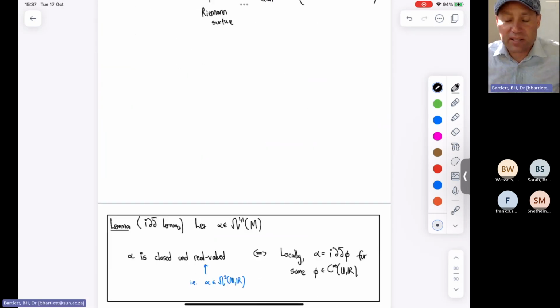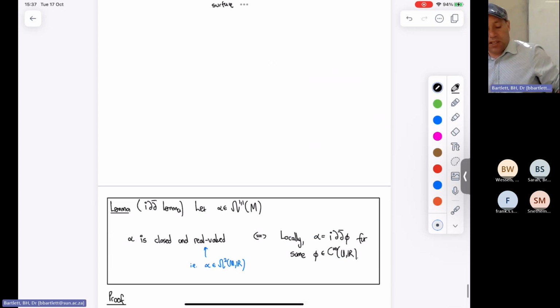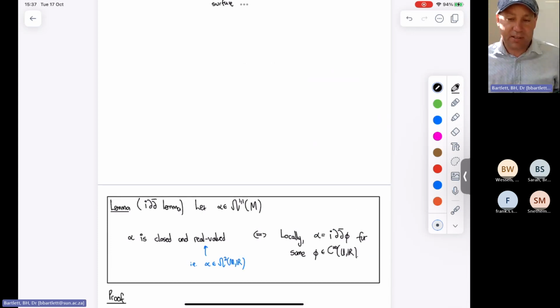Okay, I want to prove one last lemma, then we finish with this section and we can stop. So it's called the i del del bar lemma, which is quite interesting. So you can think of it as being a souped up version of the Poincare lemma. Poincare lemma tells us that locally on a smooth manifold, you can write any k form locally as d of a (k minus 1) form.